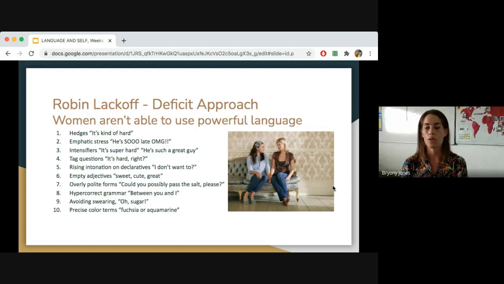The way we use language reflects our lack of power. So we use hedges. I'm going to exaggerate so you can get a sense of how women use language. I use a lot of these, I'm going to be honest. And ladies, you can self-reflect also. How do you use language? How does your mom use language? Boys, you can think about how the women in your life use language. Emphatic stress, there is more emphasis on certain words. So late. Intensifiers: it's super hard. He's such a great guy. So we exaggerate or intensify certain adjectives. Super, such, great. Okay. Tag questions, instead of saying it's hard, right? I want your approval. Rising intonation in declaratives: I don't want to, right? So instead of just declaring what you want, you hear an intonation towards the end, and that suggests that you're unsure of yourself.